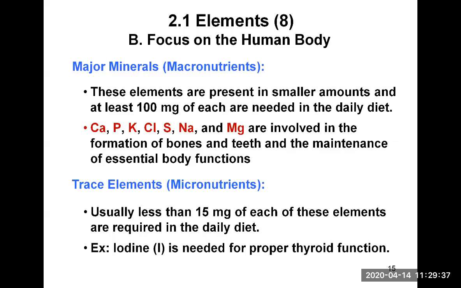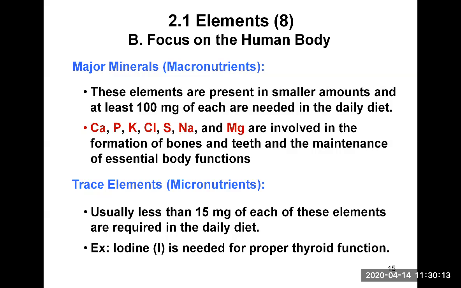And then the trace elements, which are also called micronutrients. So they are called trace elements because they are needed in a much smaller amount. Usually less than 15 milligrams of each of these elements are required in the daily diet. And there is a list in the next slide, but an example is iodine. Iodine is necessary, for example, for proper thyroid function.